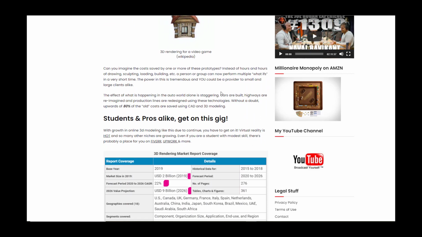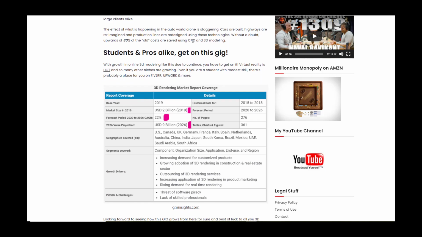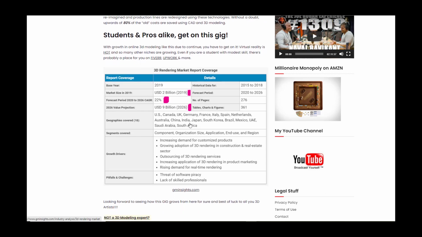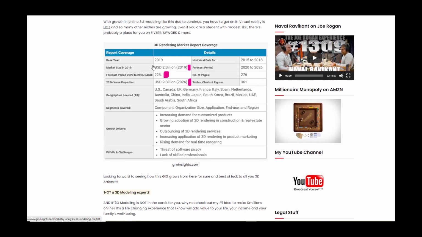You can imagine the costs that are saved by all these prototypes being thrown away. Upwards of 80% of the old costs are saved from CAD and 3D modeling. CAD is computer-aided design, FYI. Students and pros, even students, can start to get in on this. And here are some interesting stats.